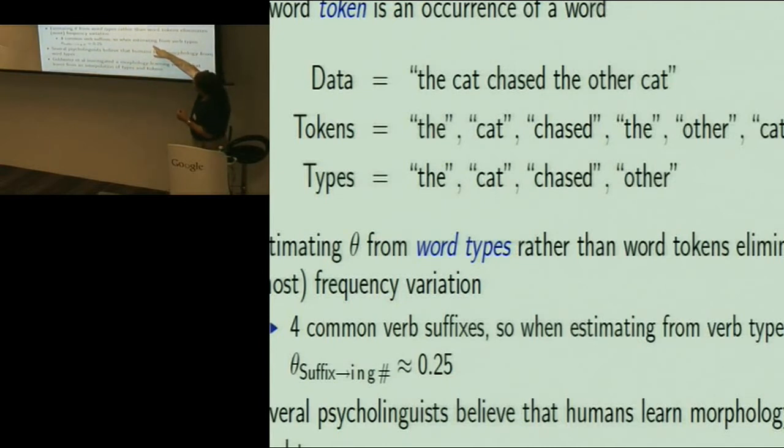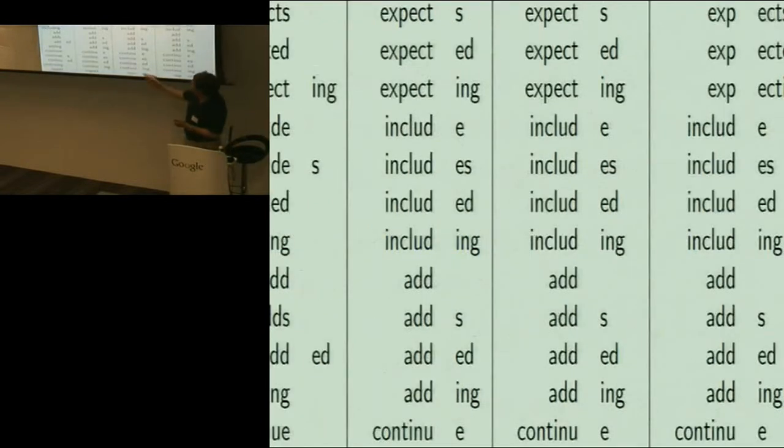So if you do inference from verb types, then if there's only 4 common verb suffixes, in general each suffix is going to appear with a frequency of about 0.25 in types. And these types of reasons have led some psycholinguists to propose that people learn from types rather than tokens. And if we do exactly the same procedure, but we run it off verb types, then we discover that the segmentations come out looking quite good.